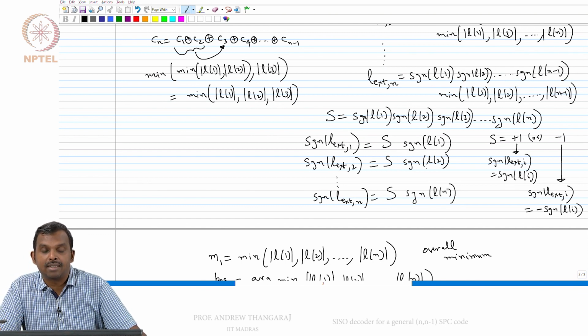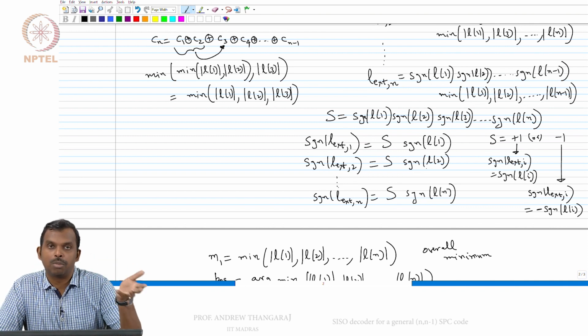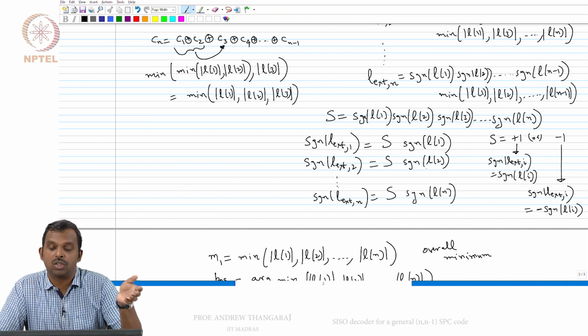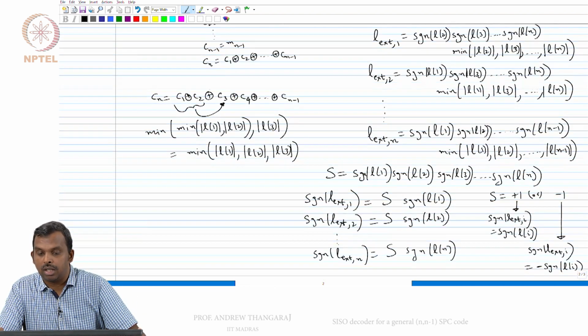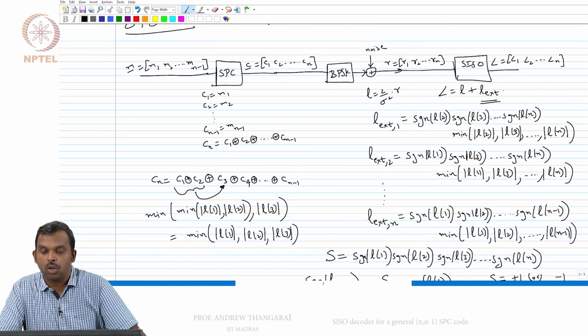So, once you find S, once you find the absolute value, you either flip all the signs or you do not flip all the signs. Okay. If S is negative, S is -1, you flip the signs, otherwise you do not flip the signs. Okay. So, this is the basic operation for the SISO decoder for the single parity check code. Okay. Hopefully, this is clear to you.